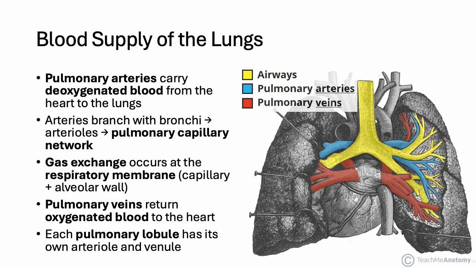Each pulmonary lobule is serviced by its own arteriole and venule, which allows for efficient and localized gas exchange within smaller regions of the lung. This dual vascular and respiratory design supports the high metabolic demand of the human body and ensures that oxygen and carbon dioxide can be exchanged quickly and efficiently with every breath we take.